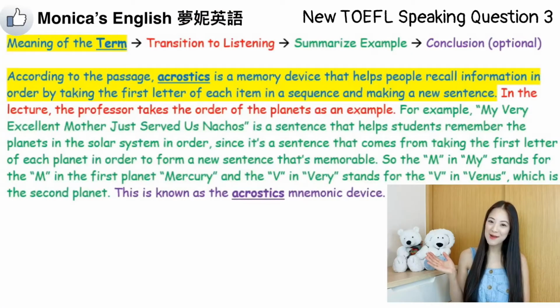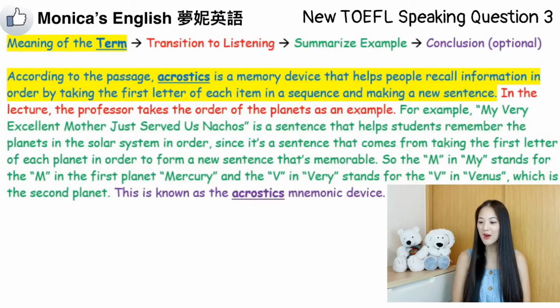Here is an example answer. According to the passage, Acrostics is a memory device that helps people recall information in order by taking the first letter of each item in a sequence and making a new sentence. In the lecture, the professor takes the order of the planets as an example. For example, "my very excellent mother just served us nachos" is a sentence that helps students remember the planets in the solar system in order.